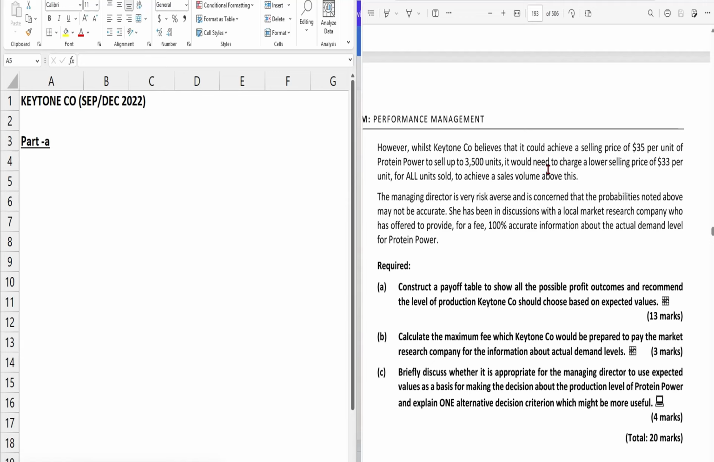Means up to 3500 units, our selling price is 35 per unit, but if we are selling more than 3500, in that case the selling price will be 33 per unit. The managing director is very risk averse and is concerned that the probability noted above may not be accurate. She has been in discussion with the local market research company, who has offered to provide, for a fee, 100% accurate information about the actual demand level for the protein power. So I think there could be a question of perfect information, something like that.